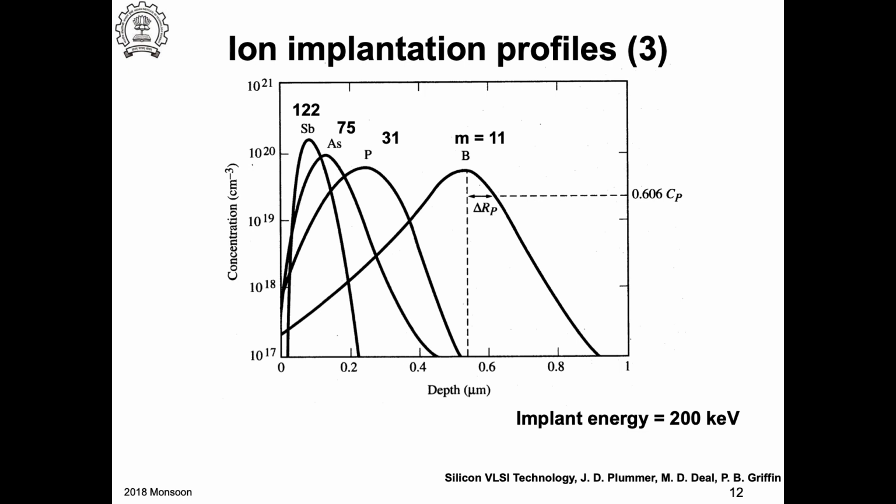Boron is lighter, and it will go deeper into the substrate. Okay, that is fine. So that explains why the Rp is higher for the same energy. But why is this part broader for boron? On the other hand, for antimony and arsenic, it's going in the opposite direction. Any guess?